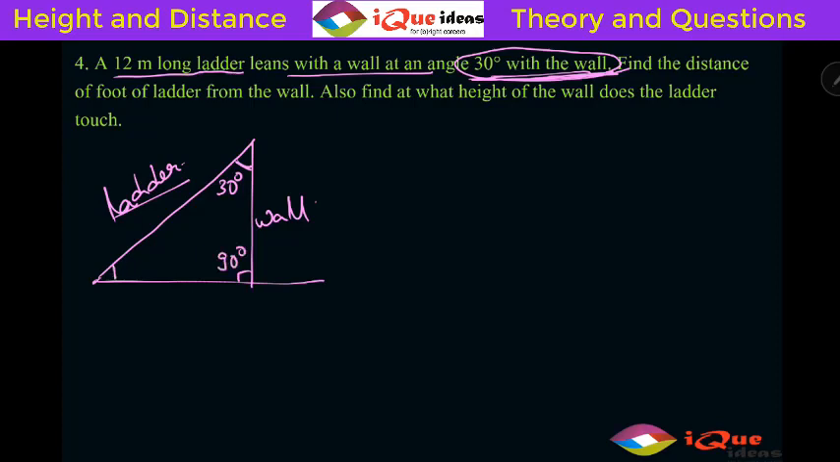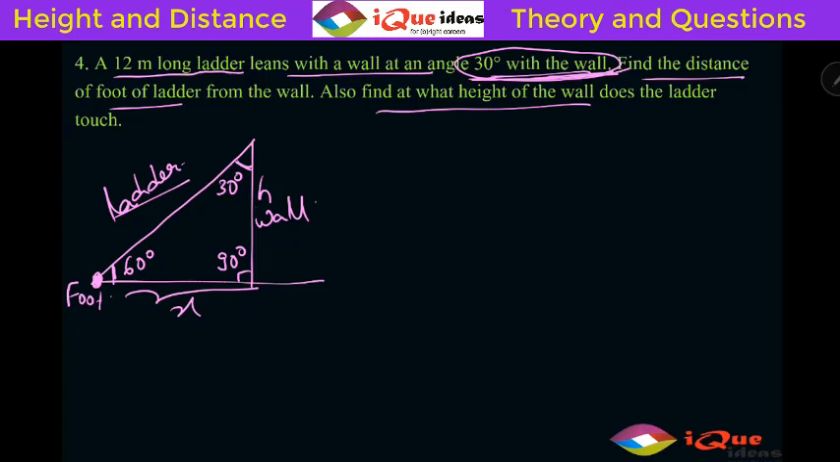So that means this angle has to be 60 degrees. The third angle has to be 60 degrees. Now the question says find the distance of the foot of the ladder, this is the foot of the ladder, right? From the wall, that means this length. Suppose this length is x. Also find at what height of the wall the ladder touches. Suppose this is the height h.